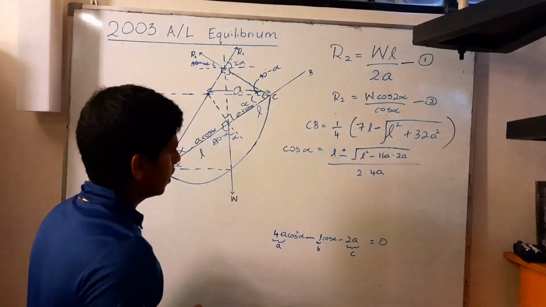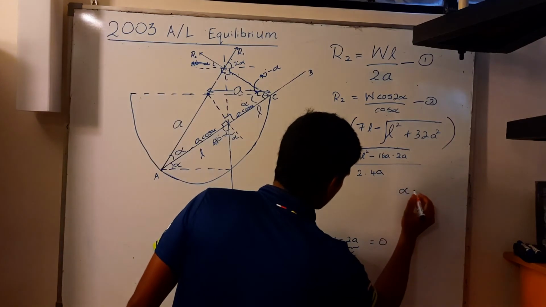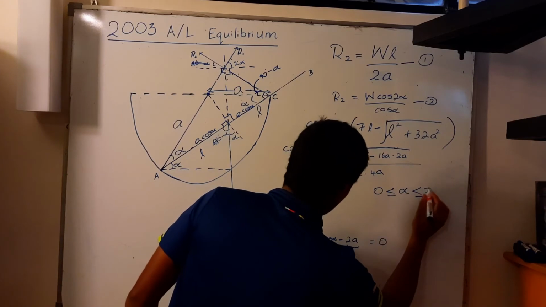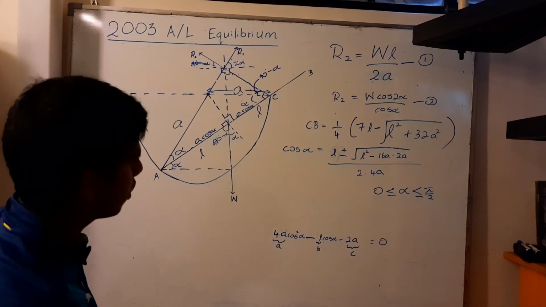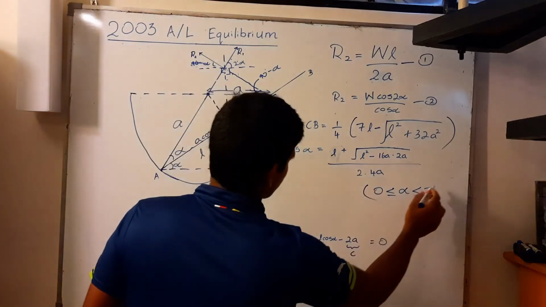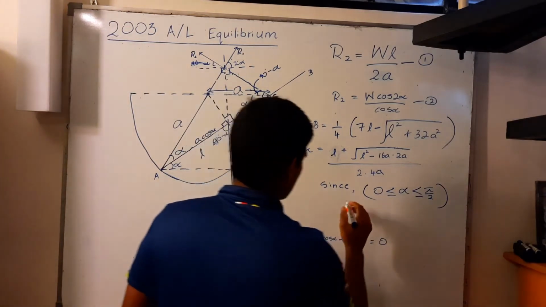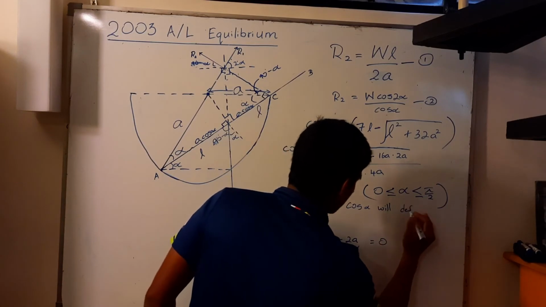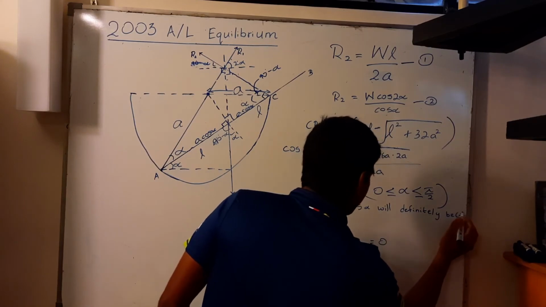So we know that alpha is between 0 and pi over 2 definitely. Since alpha is between 0 and pi over 2, cos alpha will definitely be a positive value. Therefore we can omit the minus, the negative value, since cos alpha will definitely be positive.